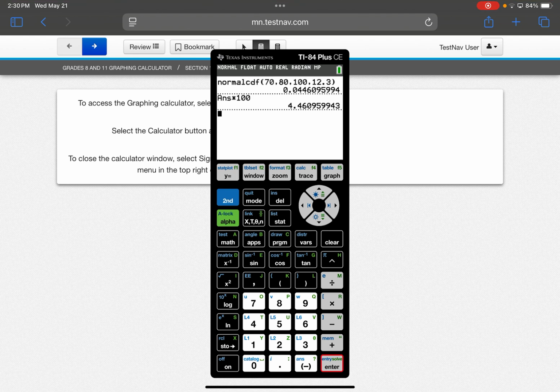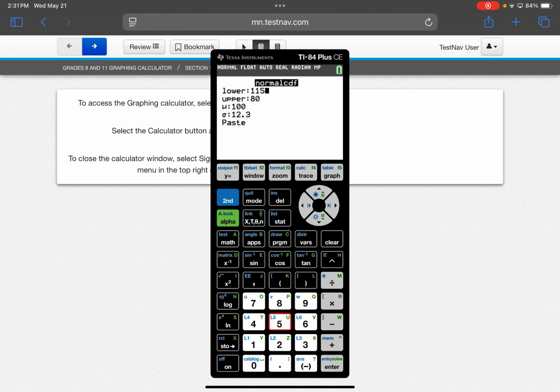So this would be about 4.46%. Now the next problem is what percent score above 115. So I would hit my second bars again, go to number 2. If you're doing the same numbers, they'll stay in your calculator until you change them. So now I want over 115. So 115 now becomes the lower bound.